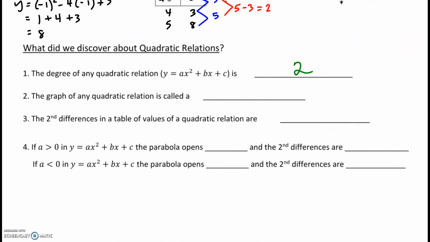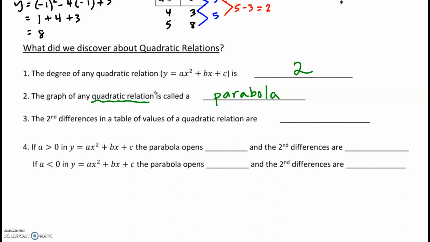And that results in the graph of, let's get this. The graph of any quadratic relation is called a parabola. So that U shape is called a parabola. Just like for a linear relationship, it's called a line. Okay, so for quadratic relationship, the graph is called a parabola.